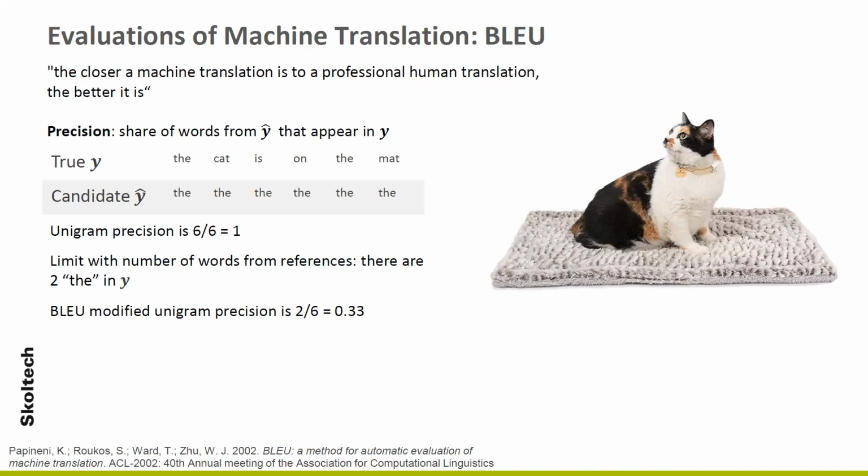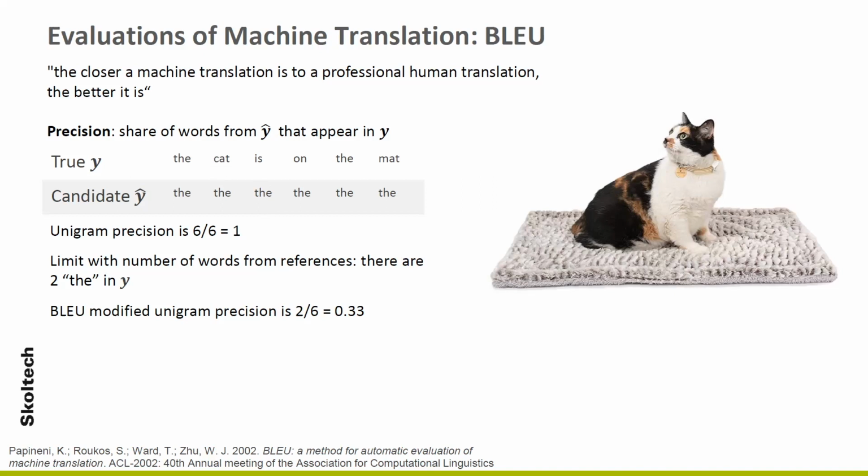We can start with a very simple metric, precision. We look at the share of words from the generated sequence y hat that appear in the initial sequence y. For example, we generate all these 'the' and so on words. In this case, we have quite high precision, but it's kind of useless. We see that unigram precision, if you look at single words, is 1, because the word 'the' appears here too.